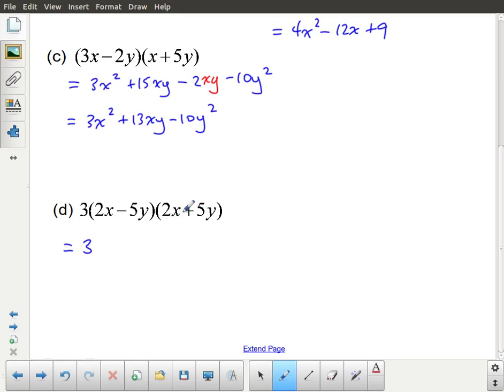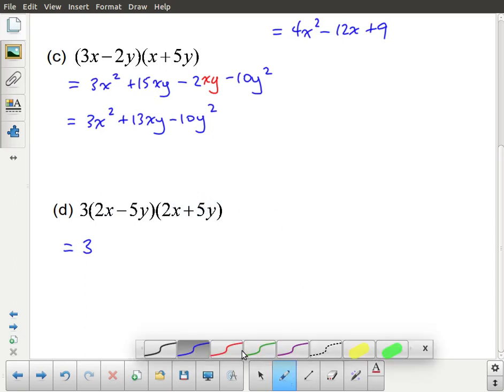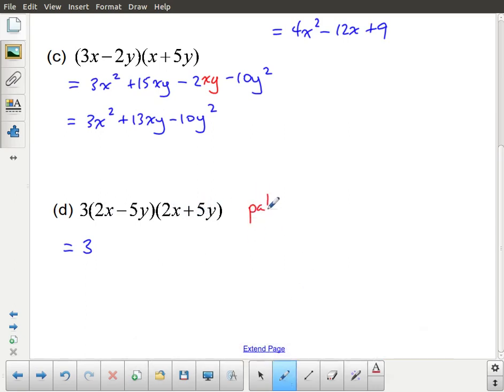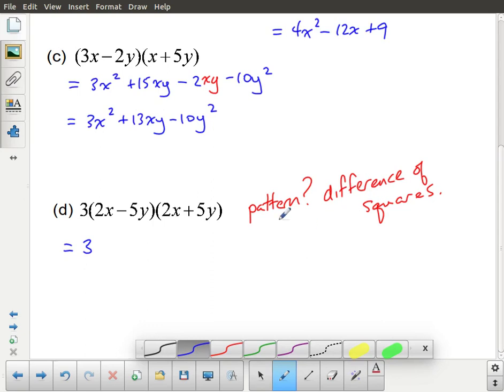Now we can go through the actual process of either using FOIL or the area model here. But something else that I want you to think about, if you haven't noticed it already, is there is a pattern here. We've got the first term minus the second term, and then the first term plus the second term, and otherwise the terms are identical. And so that pattern is known as a difference of squares. And if you need to, you could go back and review those patterns. The 2D notes are available to you on the web page. So if you recognize that, that's terrific. And I'll come back and talk about that briefly at the end.